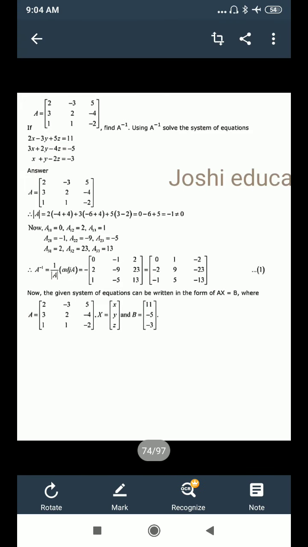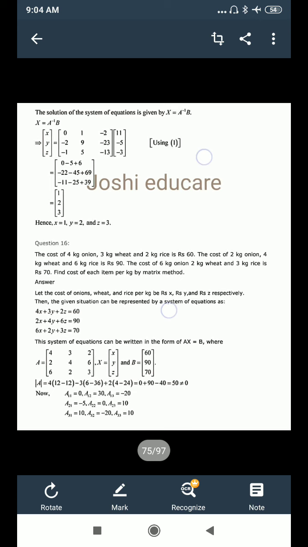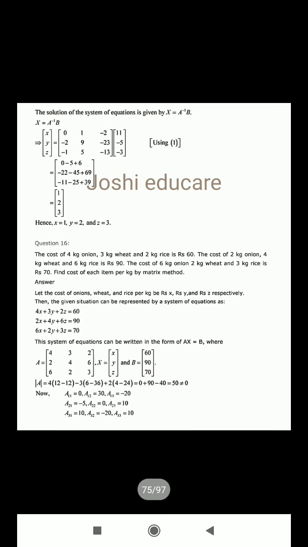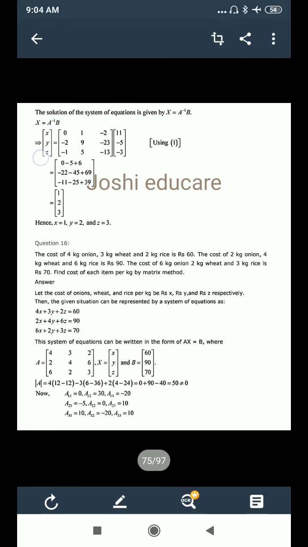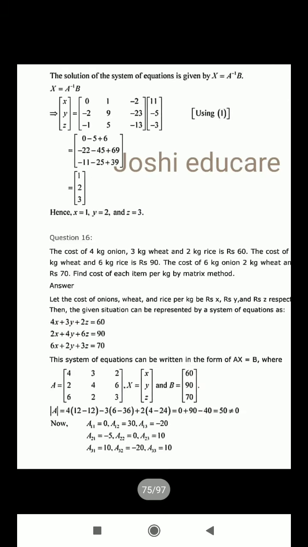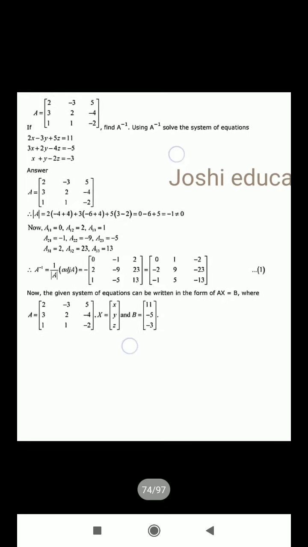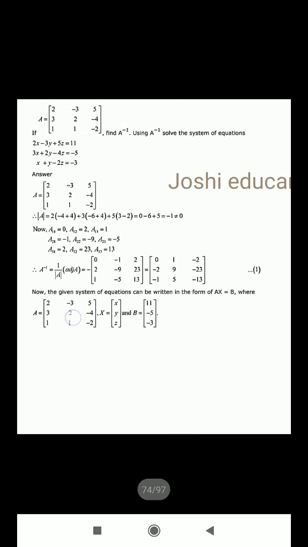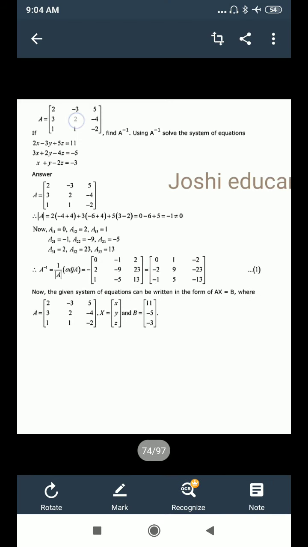Now we know that X is equal to A inverse into B. All right, X is actually x, y, z, B we already have. Now A inverse, you see, actually this A and this A is same. That is the only trick in this question. You need not find A inverse again. In this question, he has already asked to find A inverse in advance. And this A and this A are same.